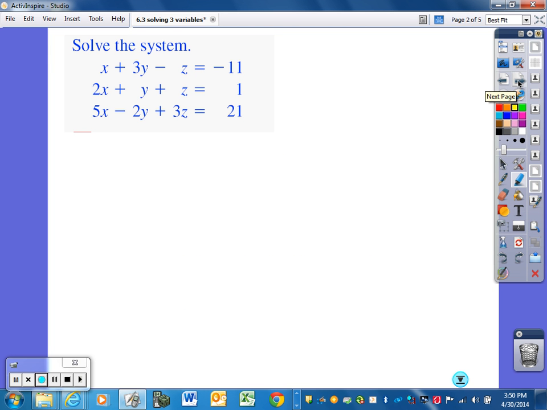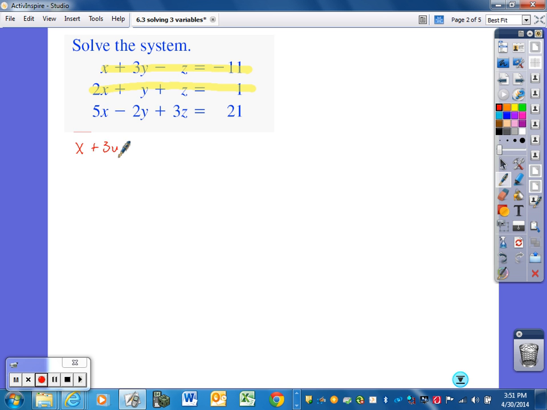So here's our system. x plus 3y minus z equals negative 11. 2x plus y plus z equals 1. And 5x minus 2y plus 3z equals 21. I'm going to pick the first 2 equations. And the reason I pick those is because if I simply put a plus sign between them, my negative z and my positive z will drop. So I'm just going to rewrite them here.